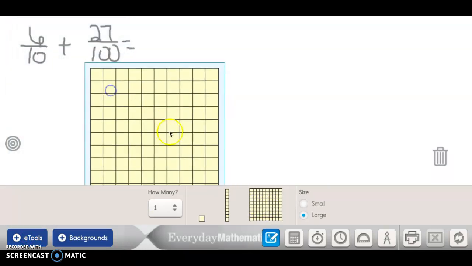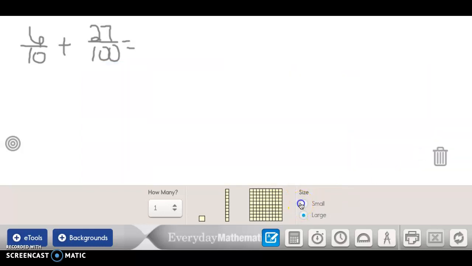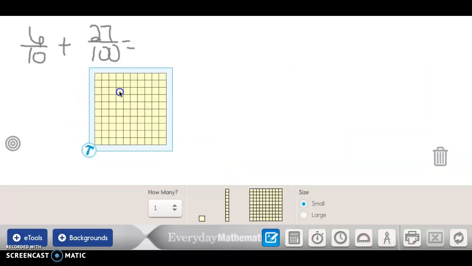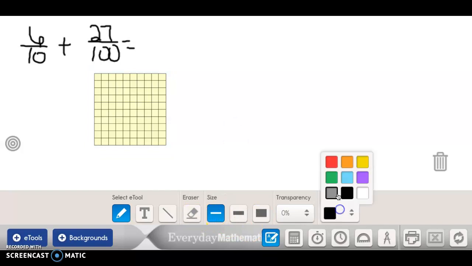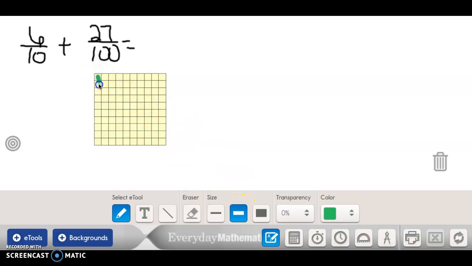Okay, so we have for this one, hold on, that's a little big. Let me try the smaller size. Okay, much better. All right, we are going to color in 27 hundredths. Okay, we will do, let's see, this is 10. 20, and then we count 7. 1, 2, 3, 4, 5, 6, and 7. This is 27 hundredths.